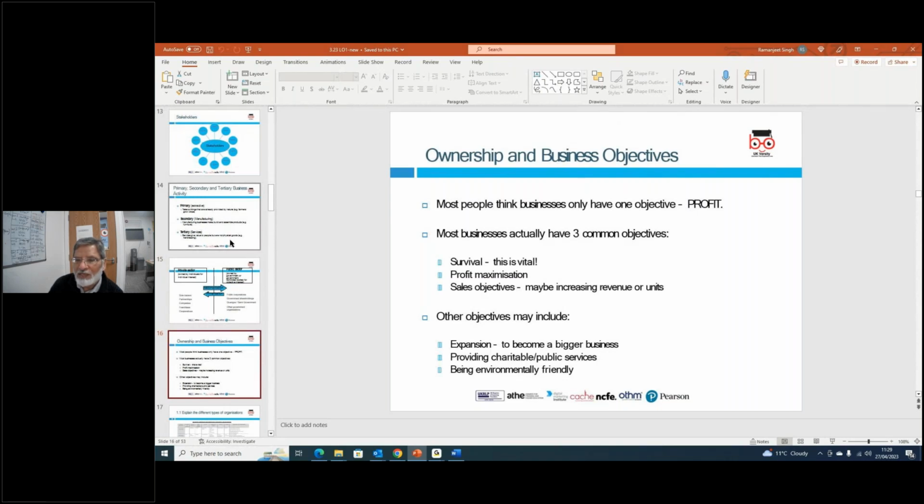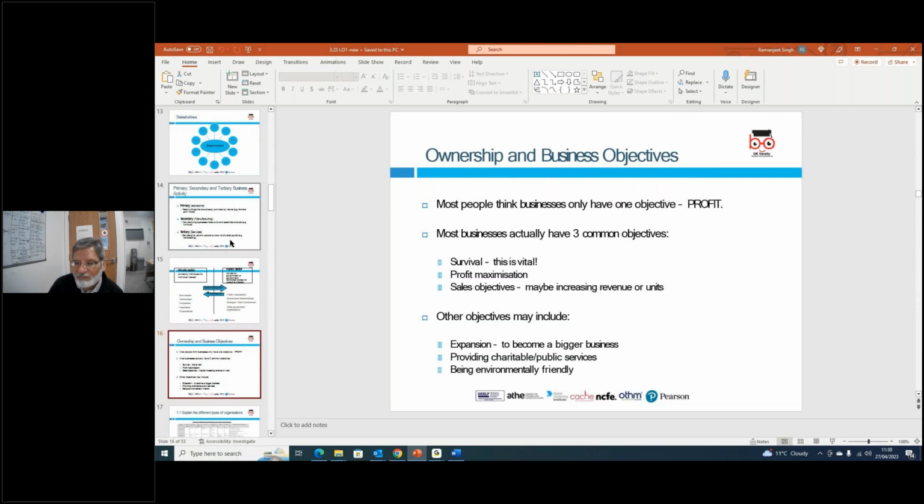Okay, moving on to the next slide. Can you see the slide? Ownership and business objectives. Yes, I can see it. As we said earlier on, the main onus of businesses is to make profit. They do provide service, but the main objective of a private sector organization is to make a profit. Otherwise, they wouldn't be in business.